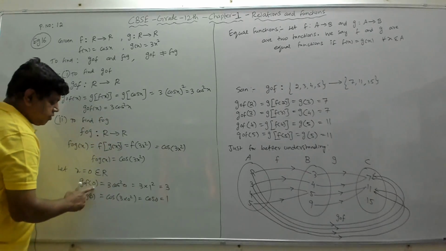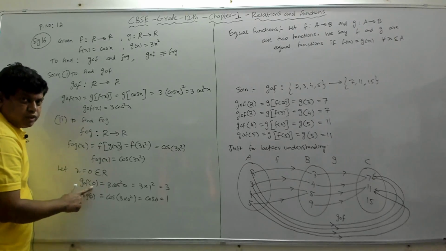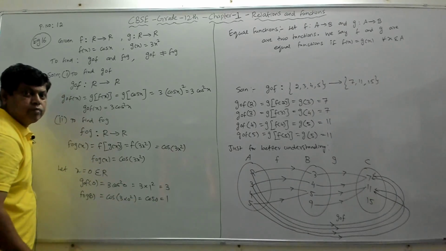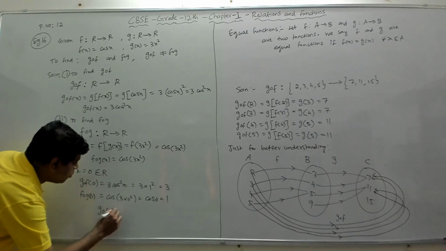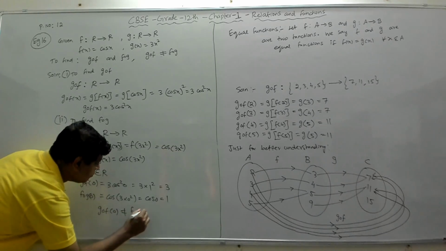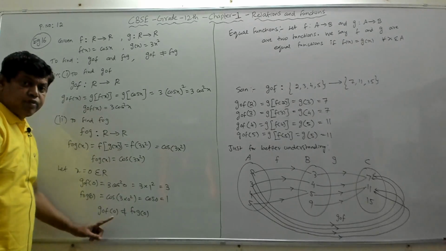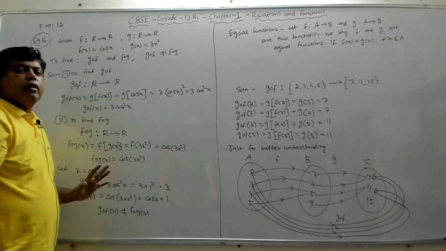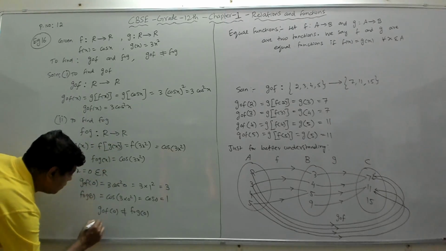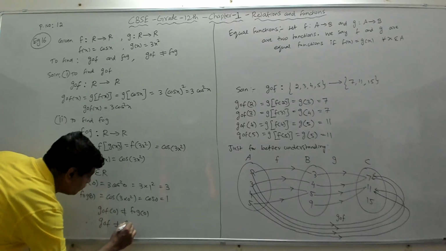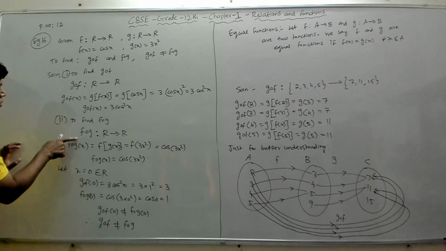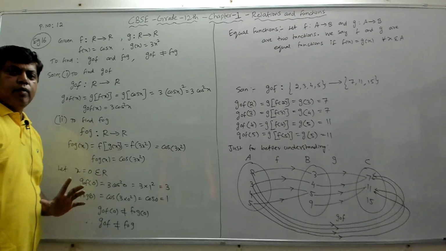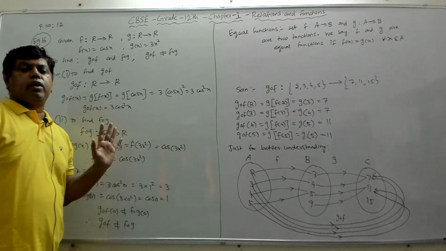So for the same element x, which is 0, g of f gives you 3, but f of g gives you 1, which means your g of f of 0 is not equal to f of g of 0. It is failing. Even if it fails for one element, we took only one element and checked. If it fails, they are not equal. Therefore, g of f is not equal to f of g. These two functions are not equal, because it fails for one element.